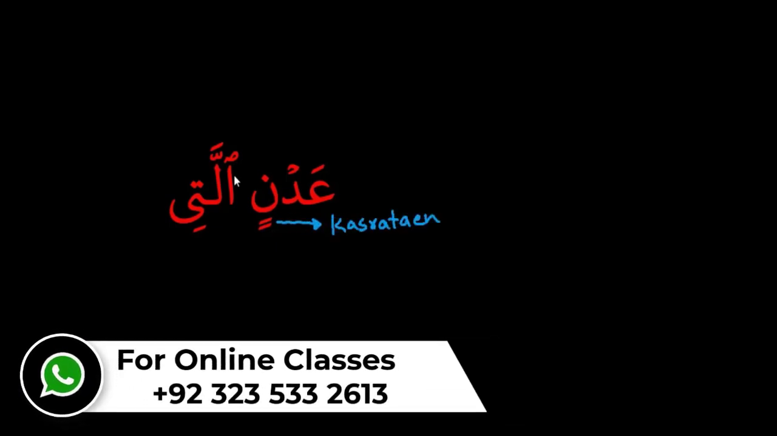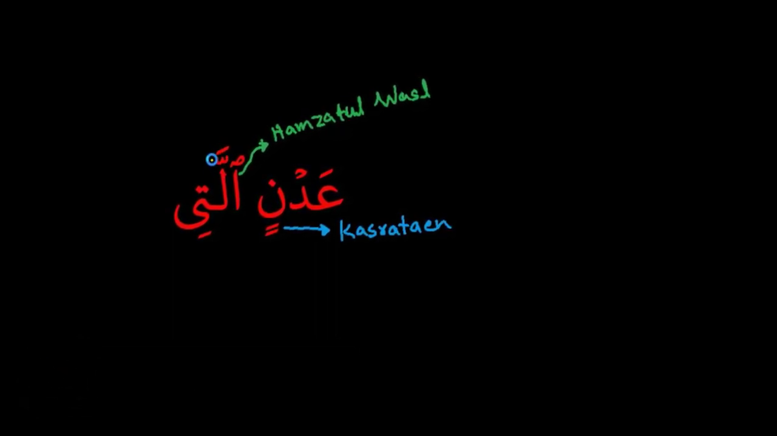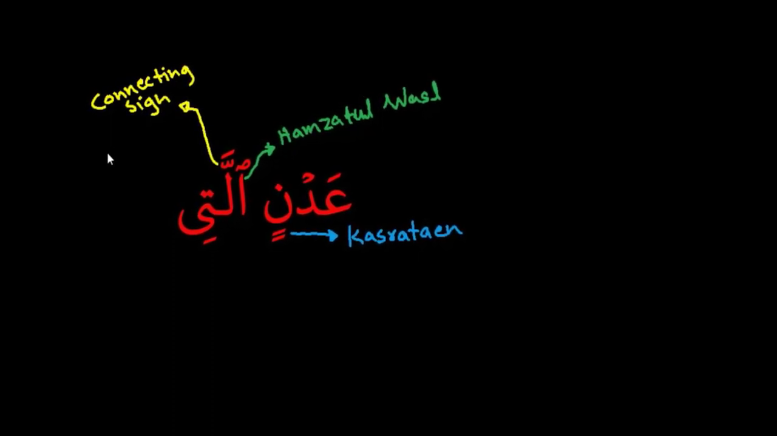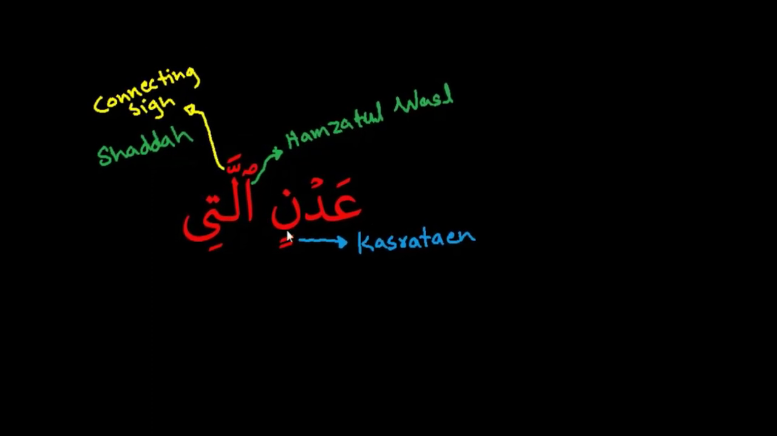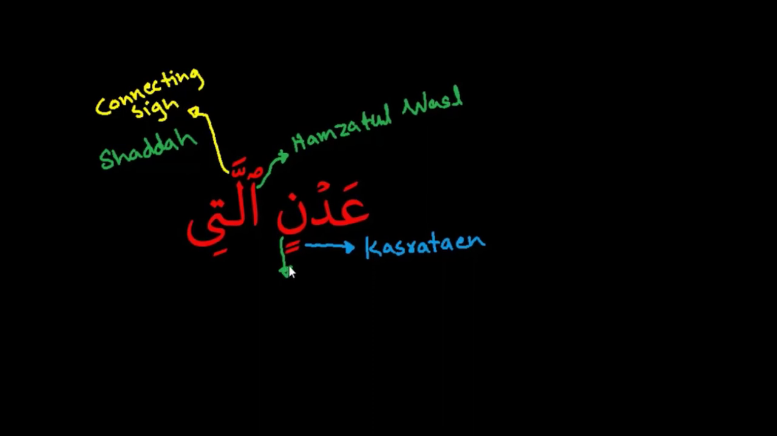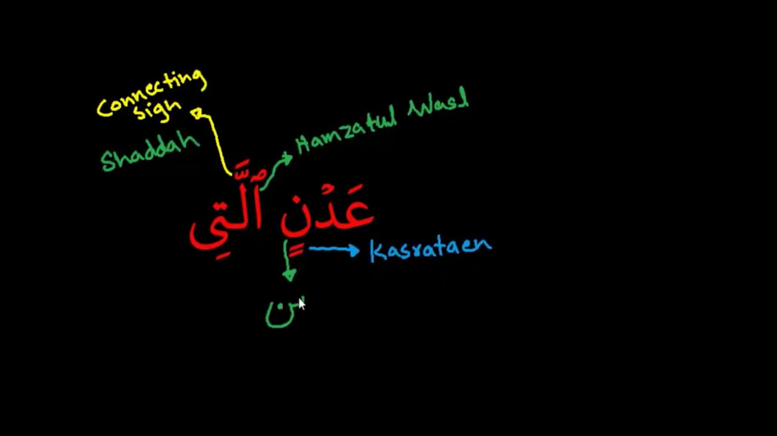Let's take one more example. In this example, as you can see, the letter noon has kasratain, and the next letter is alif with a special sign on the top, which means this is hamzatul wasl. And after that the next letter has a connecting sign on the top, which is shadda, the second connecting sign in Arabic. So in such a combination we have to do the same thing. We are going to open this nin, and we have to express the hidden noon which is inside the tanween, and then we can write it down in this way, nin.